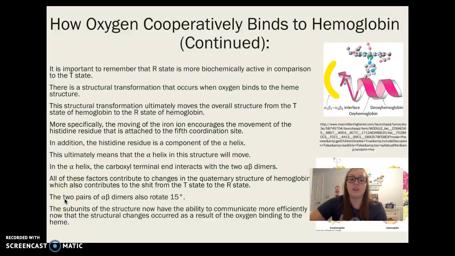The 2 pairs of alpha-beta dimers will rotate approximately 15 degrees. And now, the subunits of the structure have the ability to communicate more efficiently to the structural changes that have occurred as a result of the oxygen binding to the heme. So behind my face right here, you can see the quaternary structure, how it changes, and the rotation and everything I just previously mentioned.